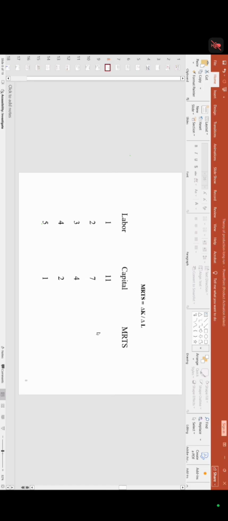Okay. Take 5 minutes and do the calculation for this one. So delta K means the difference from 11 to 7. How much? And the difference from 1 to 2. How much? And then do the calculations and tell me the answers for this one. So likewise.